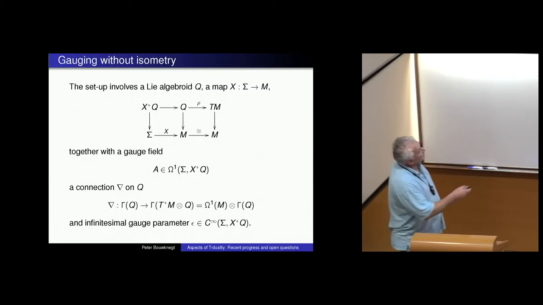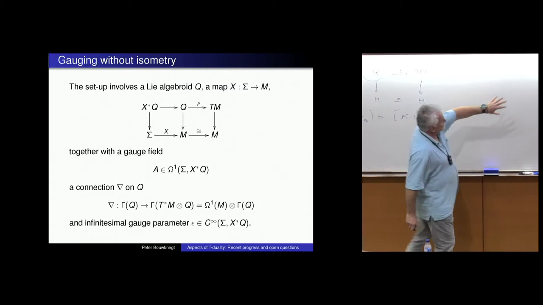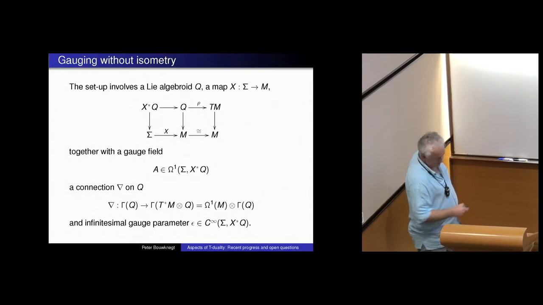I need a gauge field. Well, the gauge field no longer takes values in the Lie algebra, but it should take values in the pullback of this bundle Q. And then, as I said, my connection just differentiates sections of my bundle Q.